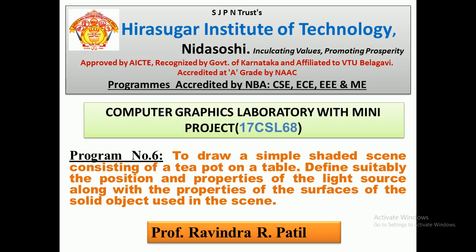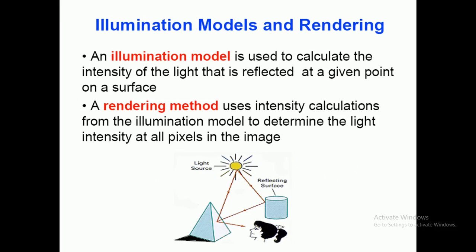Right? Before going to the program, I will refresh the theoretical concepts we have discussed in illumination models and rendering. That means drawing. Illumination model is rendering. An illumination model is used to calculate the intensity of the light that is reflected at a given point on a surface. Again, illumination model, shading model, lighting model. There are many names for illumination model. In some textbooks they may call it illumination model, lighting model, or shading model.